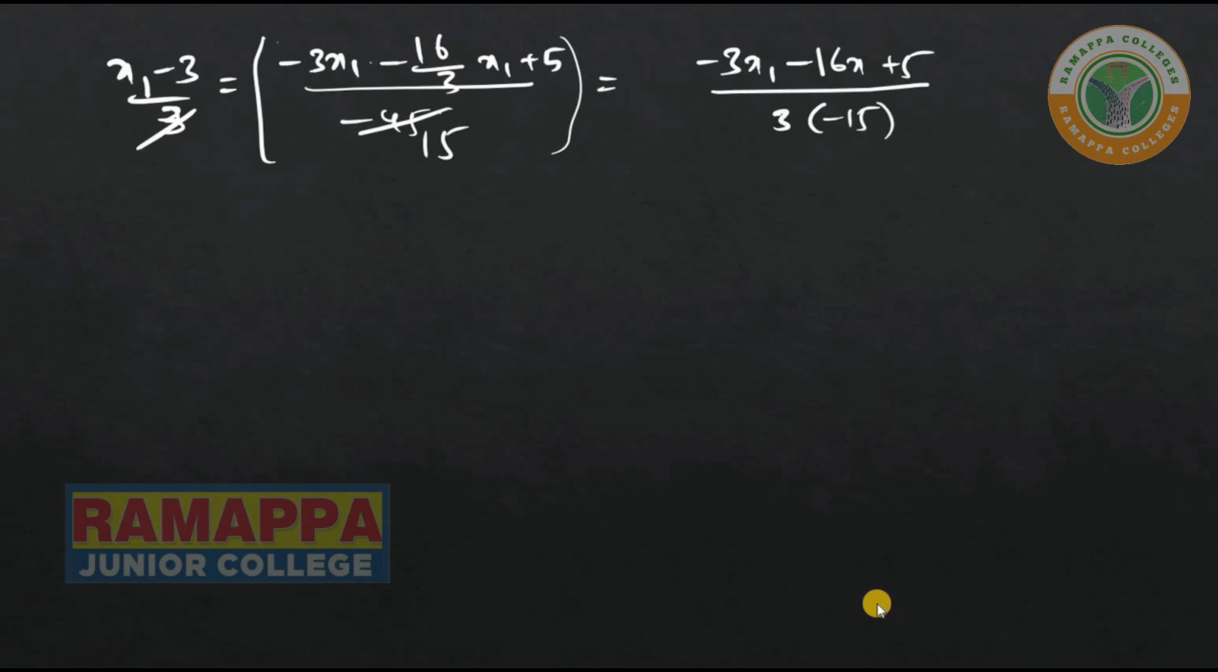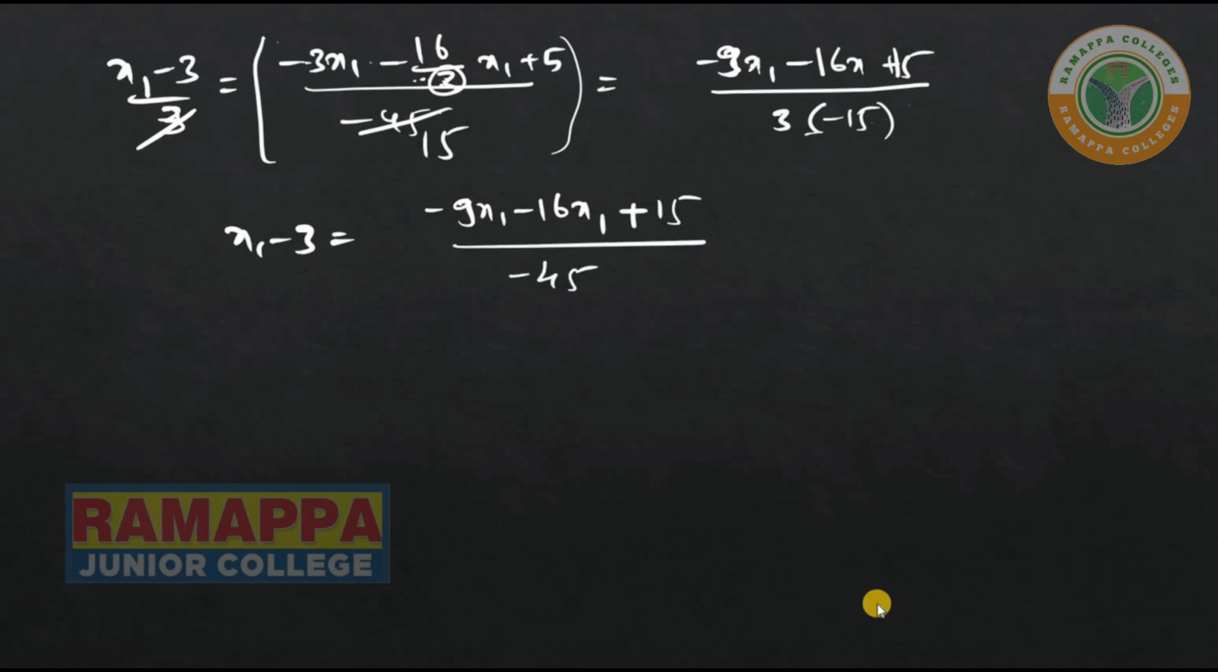Doing LCM with this one, 3 into 3, 9x1, and 3 fives, 15 here, then only the answer will come like this. So x1 minus 3 is equal to (minus 9x1 minus 16x1 plus 15) divided by 3 fifteens, minus 45 will come here. So it will become 25: x1 minus 3 is equal to (minus 25x1 plus 15) divided by minus 45 from this one.